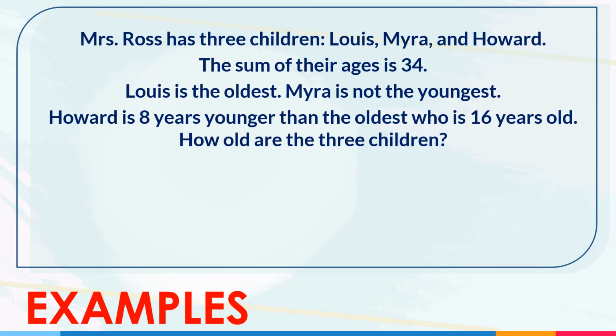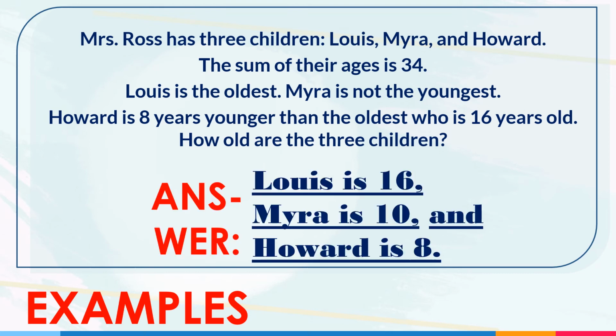We use logical reasoning. The problem tells us that Lois is the oldest and that she is 16. Myra is not the youngest, which means Howard is the youngest. This makes Howard 8 years old, 8 years younger than Lois. The middle child is Myra, because the sum of the ages of the 3 children is 34. We add 16 plus 8 equals 24. This leaves 10 years for Myra. So, the answer would be Lois is 16 years old, Myra is 10, and Howard is 8 years old.